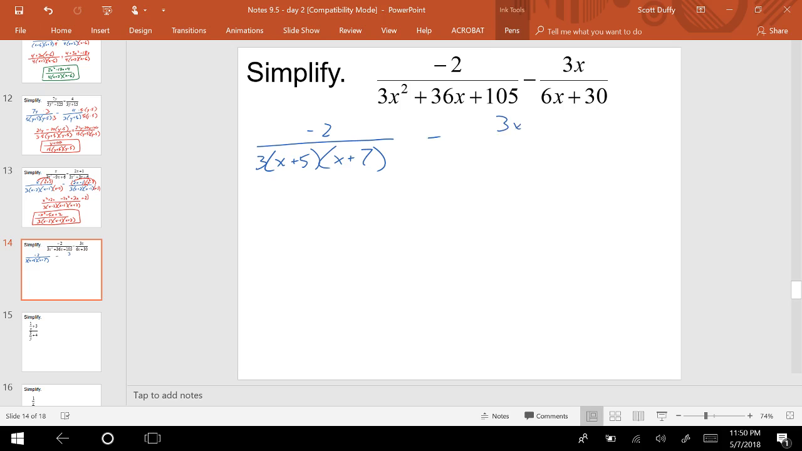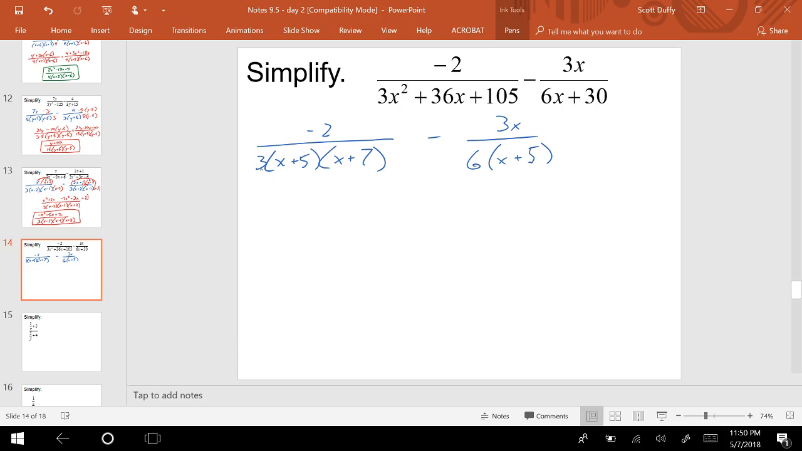Minus 3x over 6x plus 30. Well, I can factor out the 6. I'll be left with x plus 5. And I believe that I might have made some mistakes earlier. Not that it mattered in the final answer, but I might have missed some prime factorization.